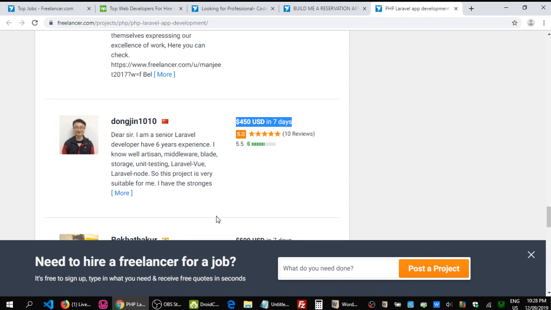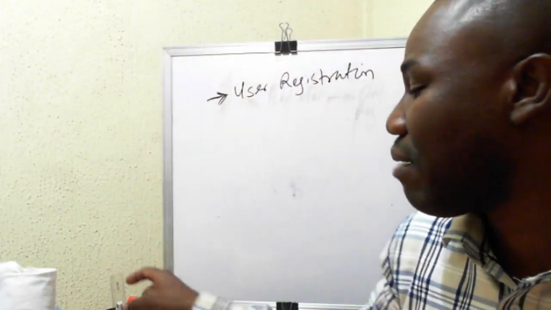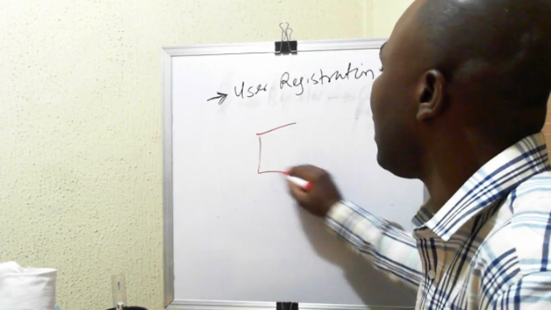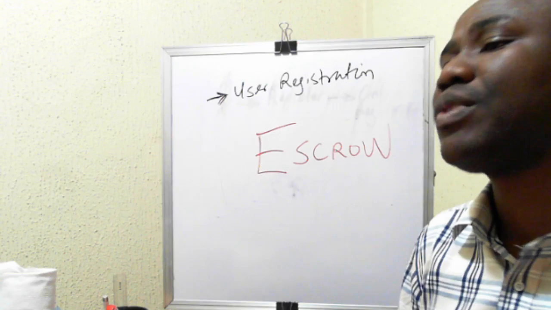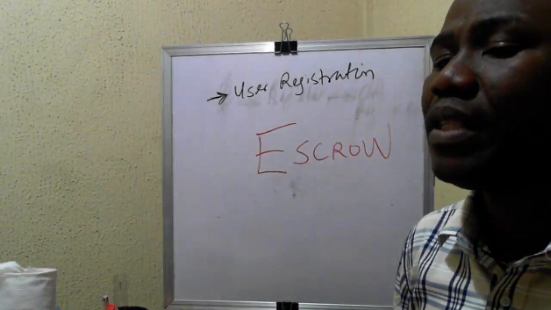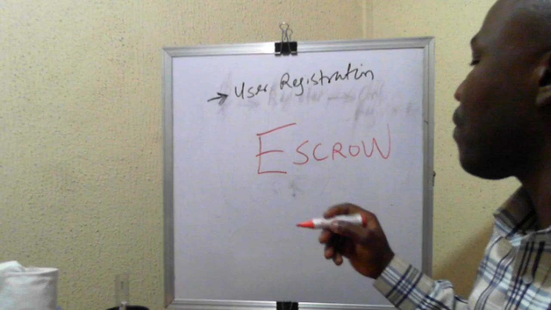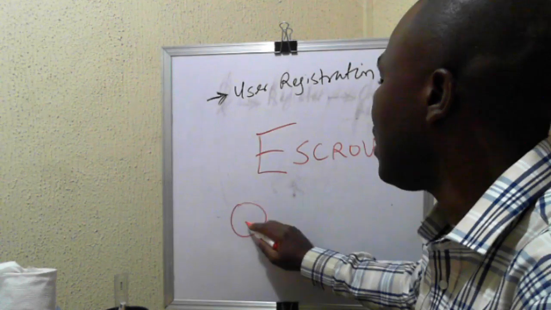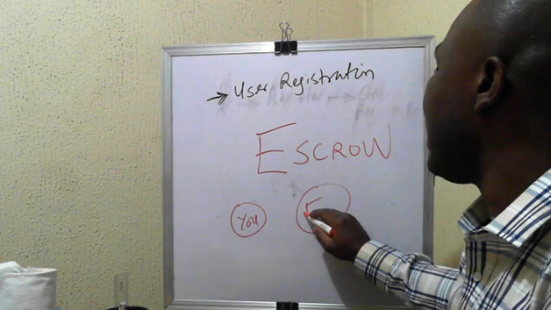What's an escrow service? An escrow service is a service online where, let me just write that out so that you can see it later. It works like this. There's a project. You are the one initiating the project. This is you. Now this is the escrow, I'm just going to say ES, and then this is the programmer here. Let me say P.